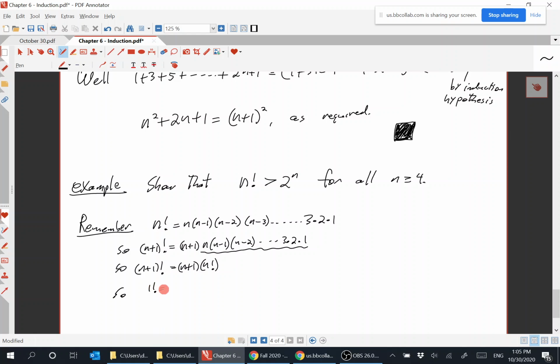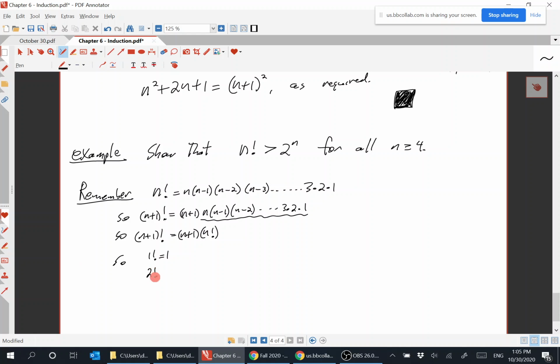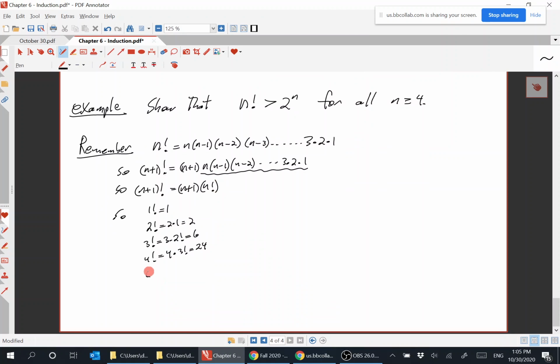So, for example, 1 factorial is 1, 2 factorial is 2 times 1, 3 factorial is 3 times 2, which is 6, 4 factorial is 4 times 3 factorial, which is 24, 5 factorial is 5 times 4 factorial, which is 120, 6 factorial, 6 times 5 factorial is 720, etc., etc. Okay, so we want to show that n factorial is bigger than 2 to the n for all n bigger than or equal to 4.